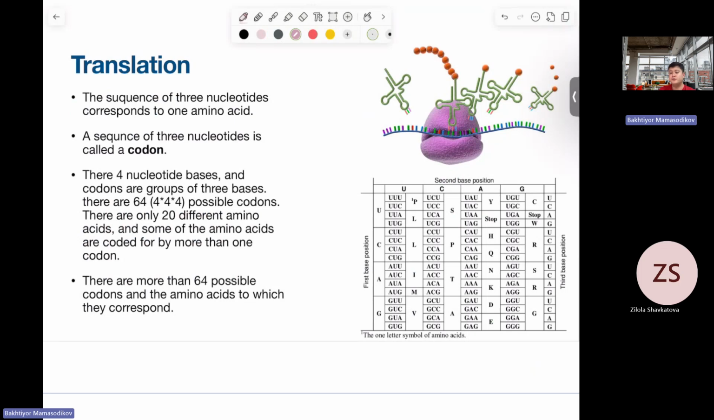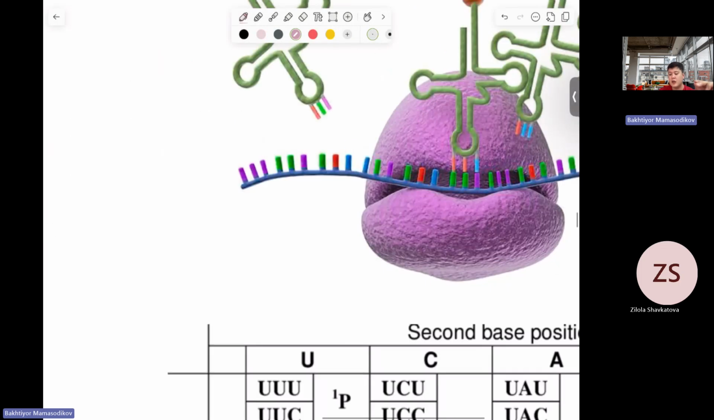So what's a codon? Three nucleotides in the messenger RNA are called a codon, okay? Only three. And each codon is going to make one amino acid. So each codon is responsible for only one amino acid. How many codons do we have in total?